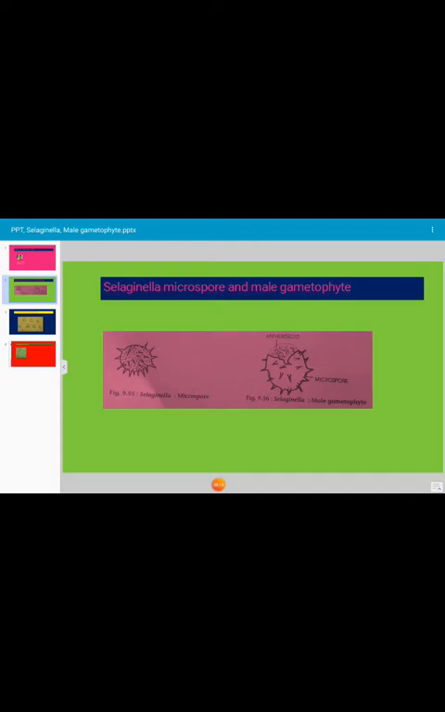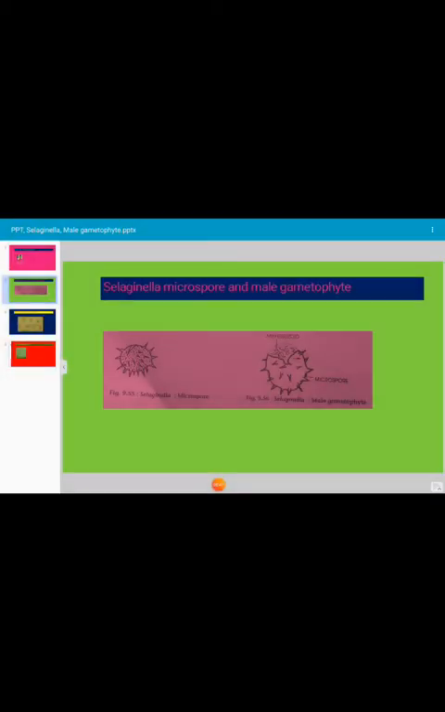The spores are the first cell of the gametophytic generation, as they are formed after meiosis and hence are haploid. The microspores are spherico-tetrahedral or tetrahedral in shape, and the spore wall is formed of two layers. The outer layer is known as exine, or exosporium, and the inner layer is called intine, or endosporium.